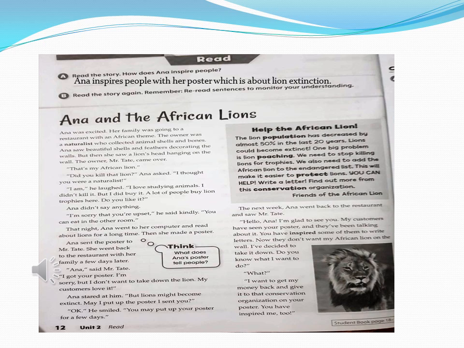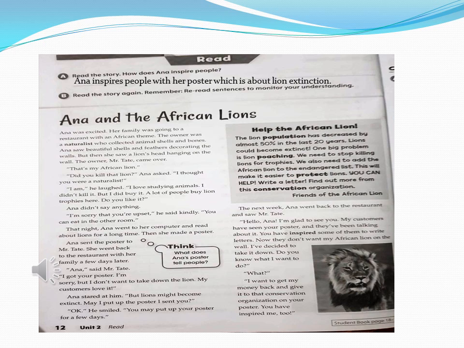Let's read the article. Anna was excited. Her family was going to a restaurant with an African theme. The owner was a naturalist, who loves to study natural things, plants, animals, and who collected animal shells and bones. Anna saw beautiful shells and feathers decorating the walls, but then she saw a lion's head hanging on the wall. The owner, Mr. Tate, came over. That's my African lion.